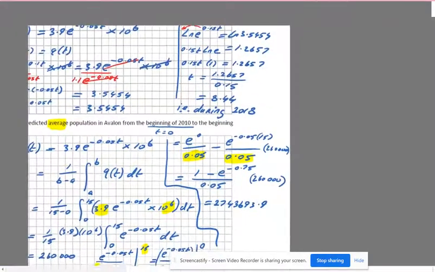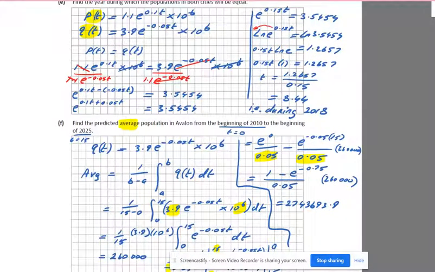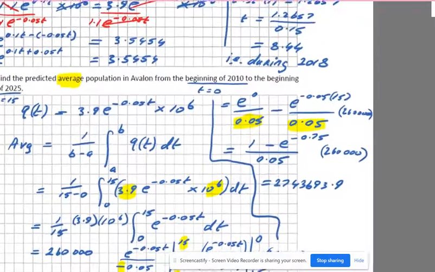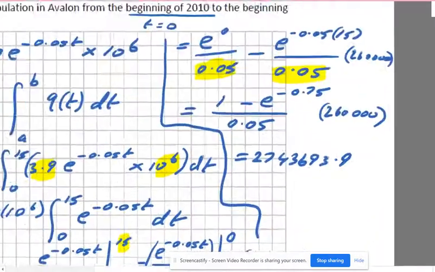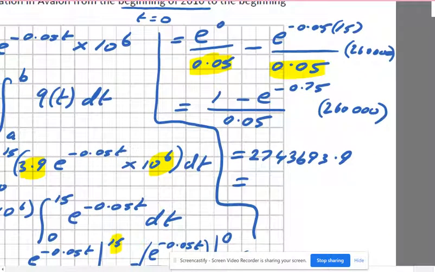So what's the question again? Find the predicted average population in Avalon. So I suppose you're rounding to the nearest whole number of people. So the average population over those 15 years is 2,743,694, rounded off.